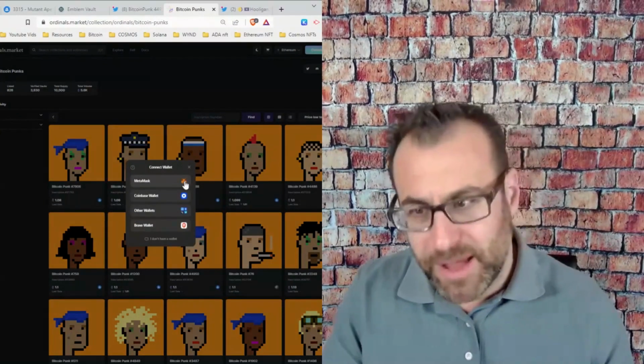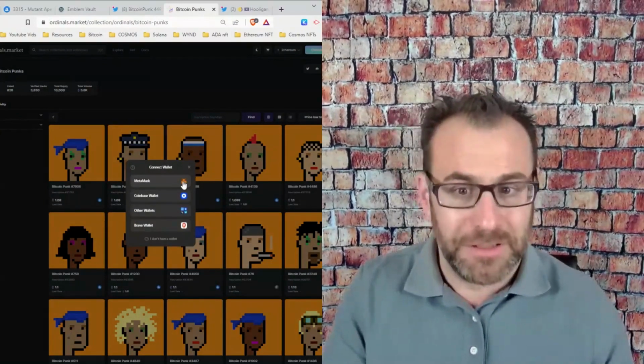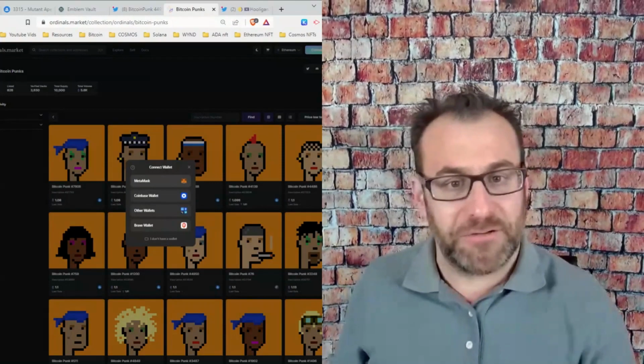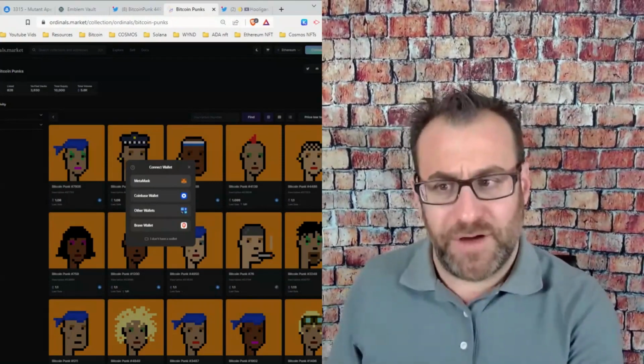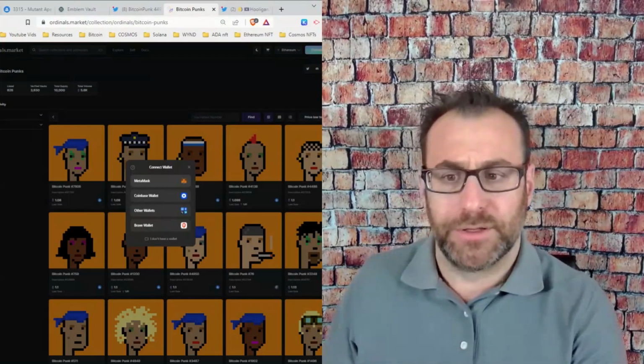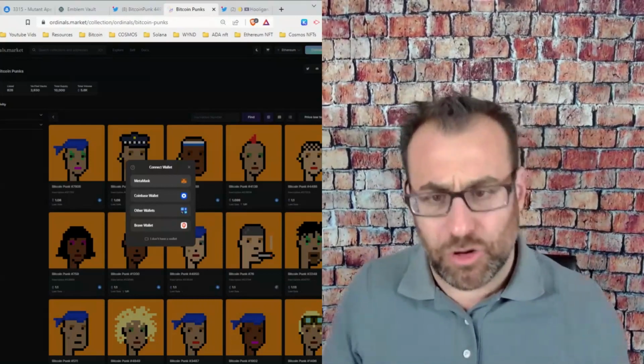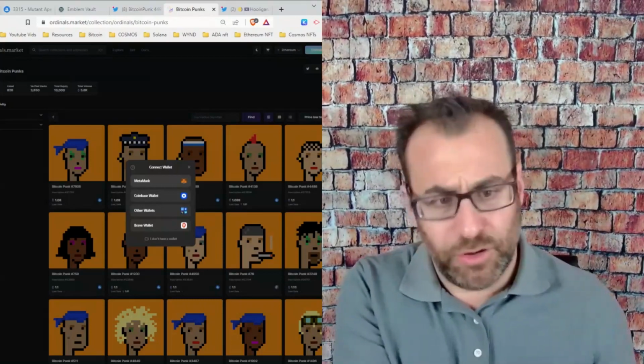And look, MetaMask wallet, right? This is Ethereum. So it's a little bit strange to wrap your head around it, but you're trading Bitcoin assets on Ethereum via this Emblem Vault cross chain protocol.